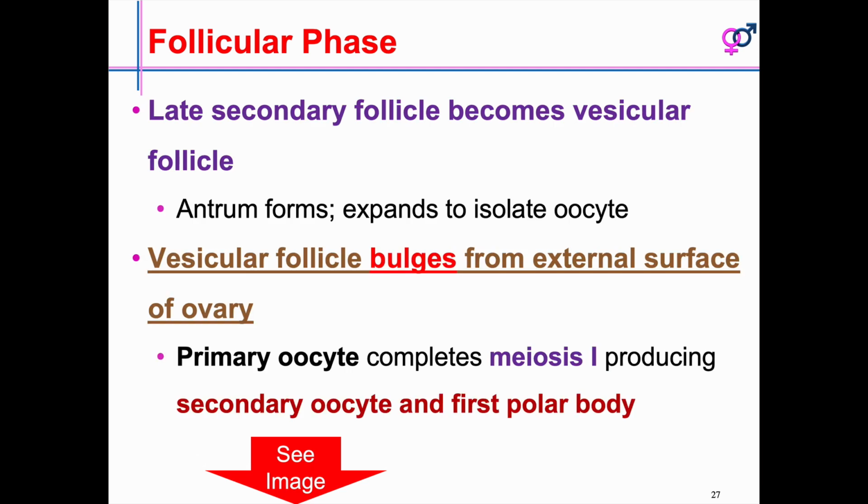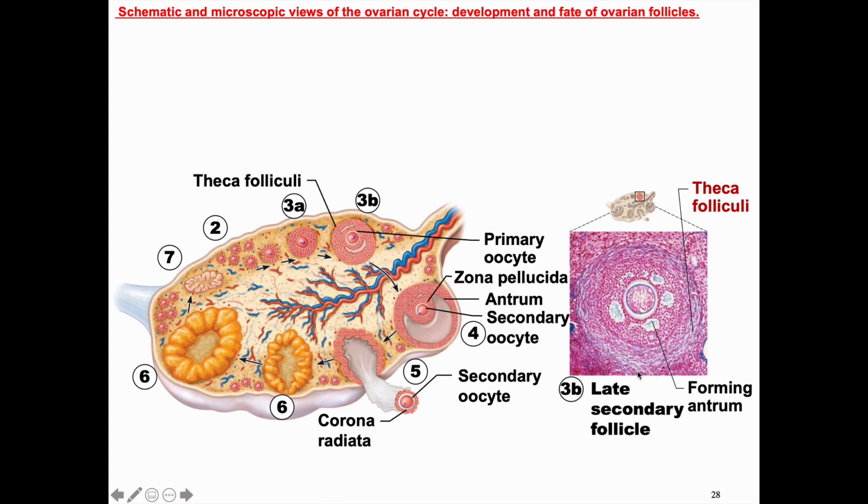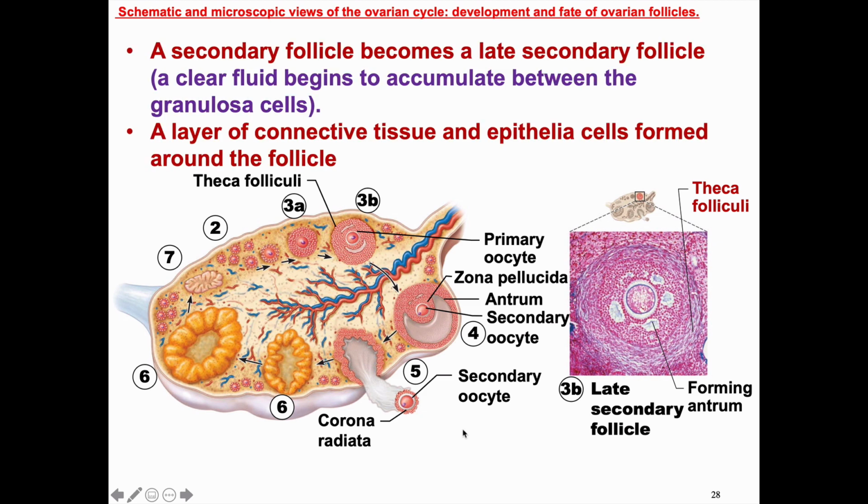Okay, so the late secondary follicle becomes the vesicular follicle. The vesicular follicle bulges from the external surface of the ovary. The primary oocyte completes meiosis, producing a secondary oocyte and the first polar body. This is a late secondary follicle where there is more fluid and it is ready to come out of the ovary.